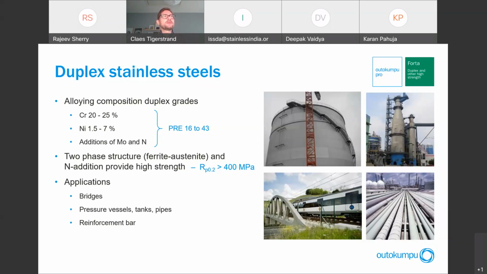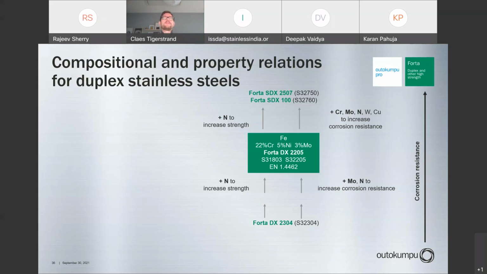Applications are typically bridges, pressure vessels, large storage tanks, industrial piping. So where you have high pressures, you will get high stresses, you need high strength. But also into reinforcement bar, it can be utilized. So the most common grade within the duplex type of grades in the Forta range is the 2205 I mentioned earlier. 22% chromium, 5% nickel, 3% molybdenum.